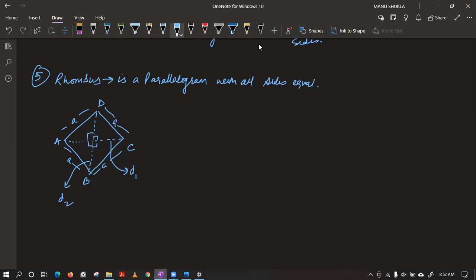A rhombus is also a kite, but a kite is not a rhombus. Why? Fine. Okay, we have done chapter number 3. Okay, so perimeter is the same, just the length of the outer boundary, that is 4a. And then we have the formula of area in the case of rhombus, that is half into diagonal 1 into diagonal 2. So if you have this formula, you can easily find the area of rhombus.